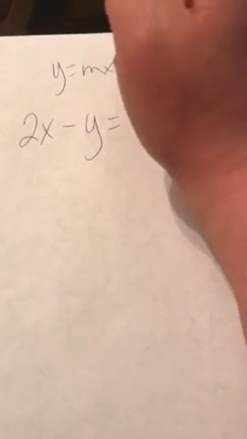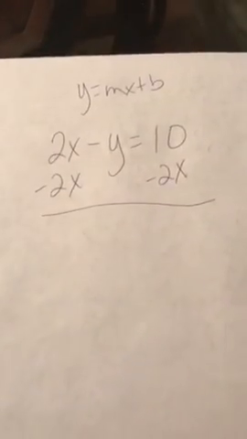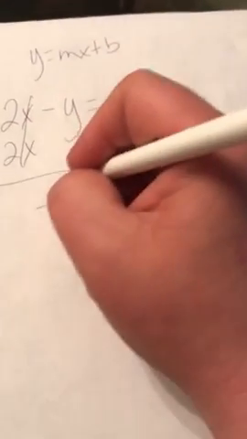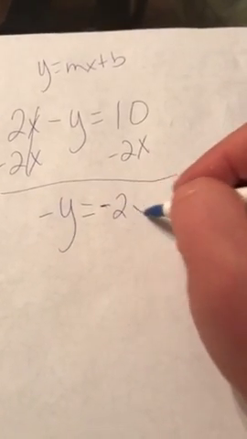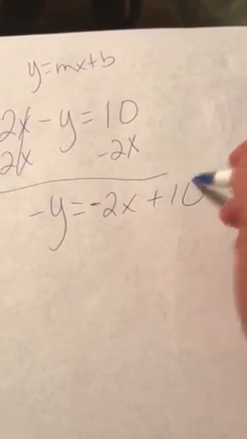We'll just do 2x minus y equals 10. All right, so we know we need to get this in y equals mx plus b form. So let's get y by itself. So I have to get rid of the 2x. I do that by subtracting 2x from both sides. All right, 2x minus 2x is 0. Bring down my negative y. I can't subtract these two, so I bring down negative 2x and my 10.